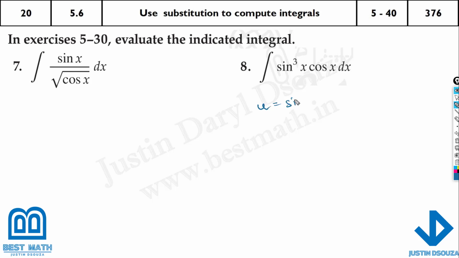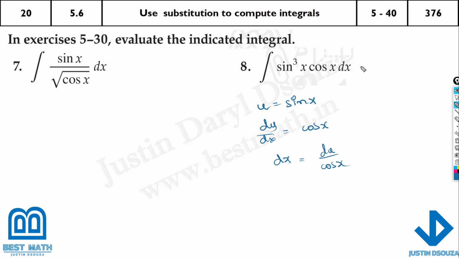Assume u to be sine x, and then du by dx would be cosine x. It's positive cosine x. And now dx only will be equal to du divided by cosine x.